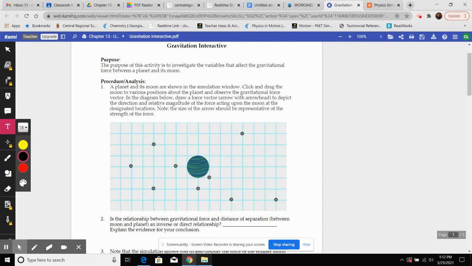Then, in the diagram below, draw a force vector, which is an arrow with an arrow head, to depict the direction and relative magnitude of force acting upon the moon at the designated locations. Note the size of the arrow should be representative of the strength of the force. So we got a couple of spaced out positions here.